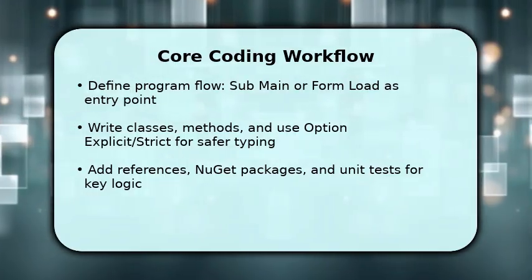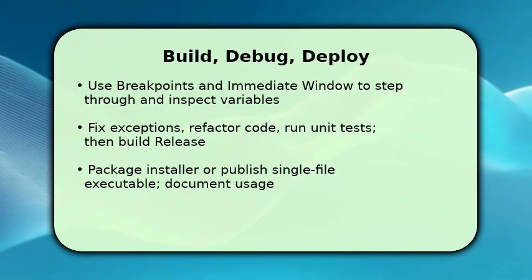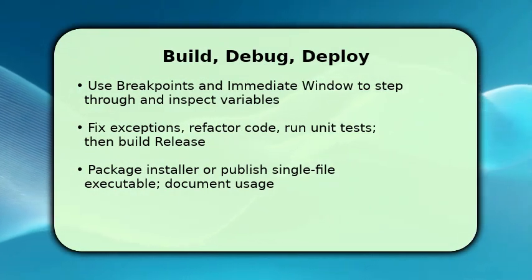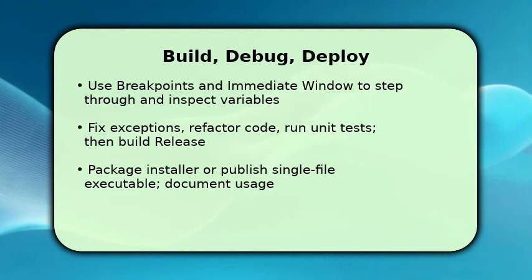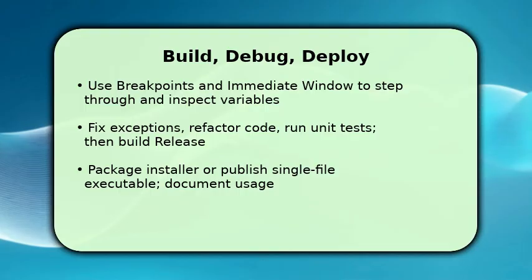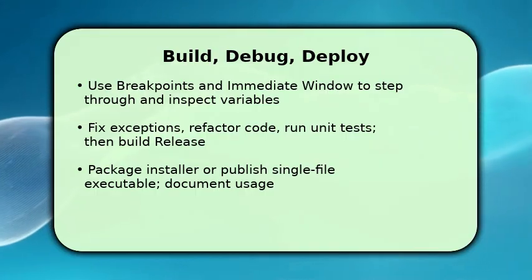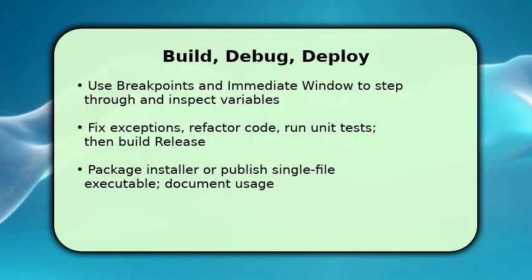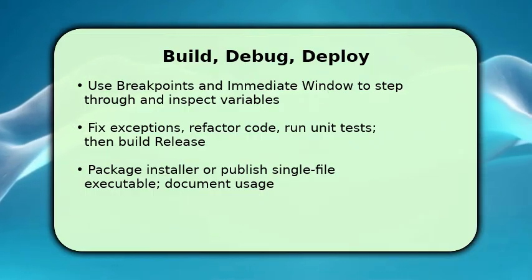You finish by validating and packaging the application. Run the debugger, set breakpoints, and step through problem areas while watching variable values in the Immediate and Locals windows. When tests pass and bugs are fixed, switch to Release mode and build. Make sure to sign assemblies if required. For deployment, publish as a single-file executable or create an installer and include a short README. If something breaks, check the Output window and exception stack trace first.